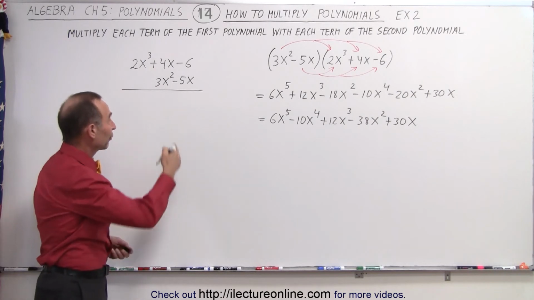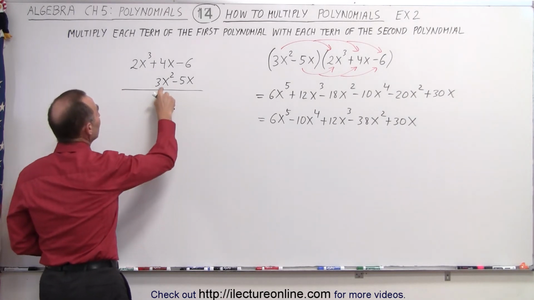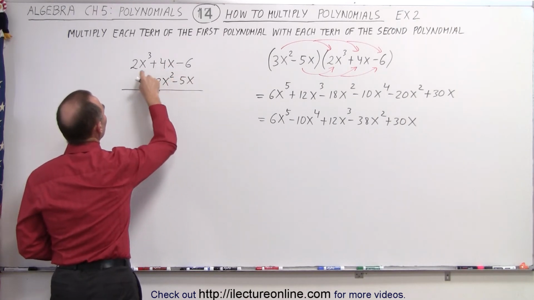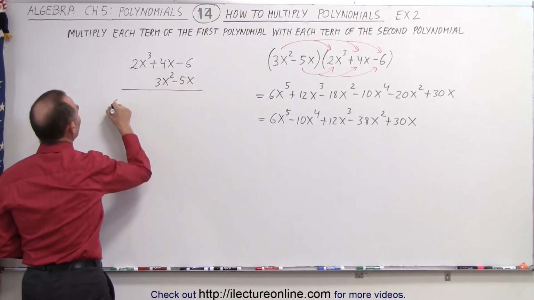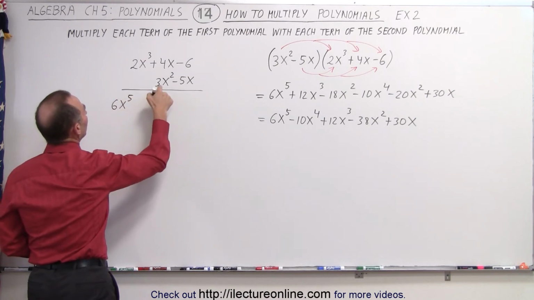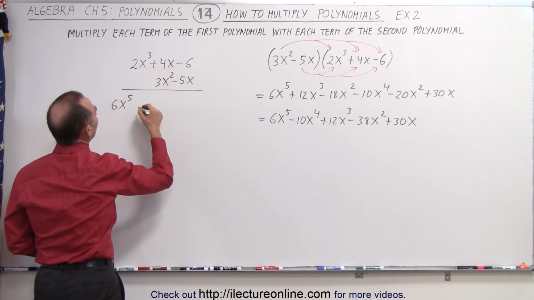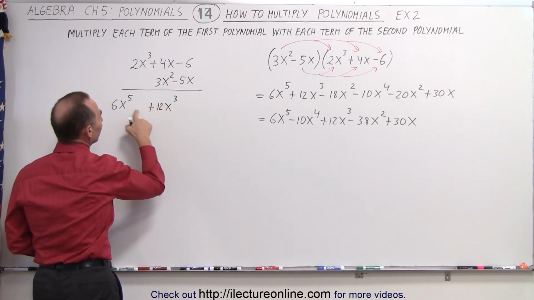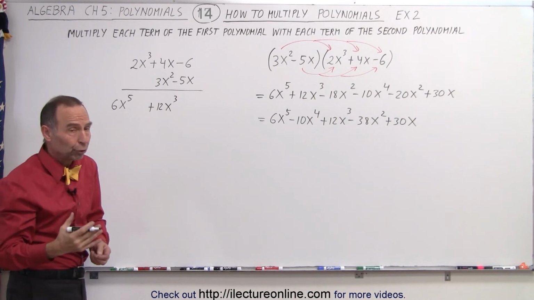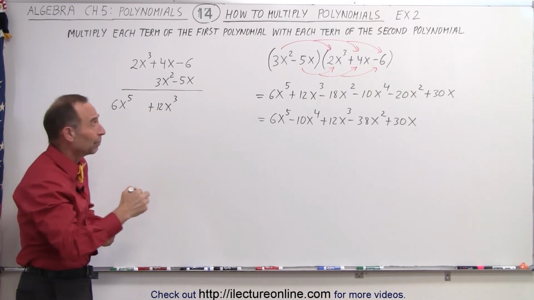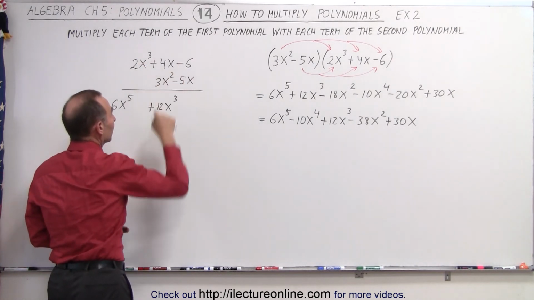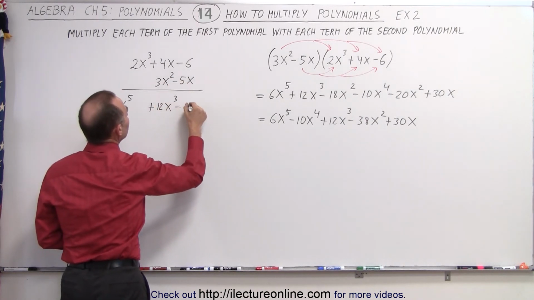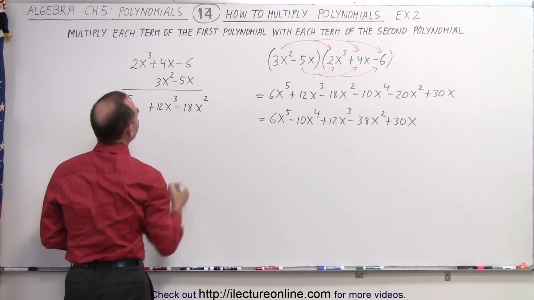Doing the same thing but in a vertical format, again, we're going to take each of these 2 terms and multiply times each of those 3 terms. So 3x squared times 2x cubed gives us a 6x to the 5th. 3x squared times a 4x, that gives us plus 12x cubed. Notice that I left a little bit of space because the x to the 4th term is missing, and it may appear when I multiply the second term with those 3 up there. And then we have a 3x squared times a minus 6, that's a minus 18x squared.